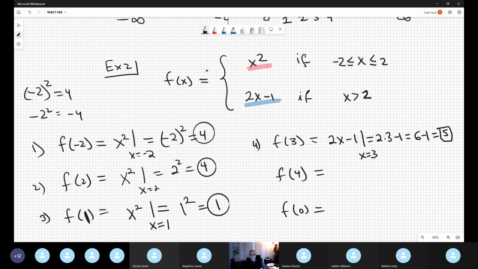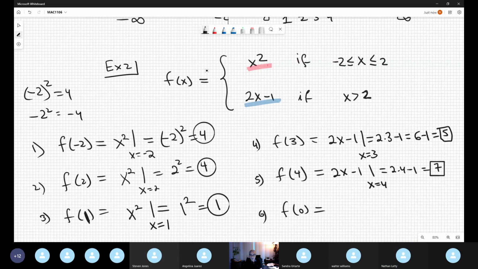What about 4? Evaluating 4. Does it belong to the red or the blue? Blue again, same expression, but the difference is now x is equal to 4. 2 times 4 is 8, minus 1 is 7. Bang. And what about 0? Does it belong to the red or the blue?